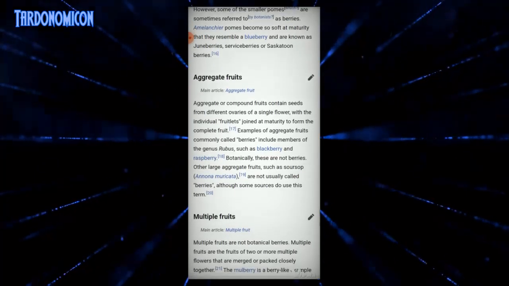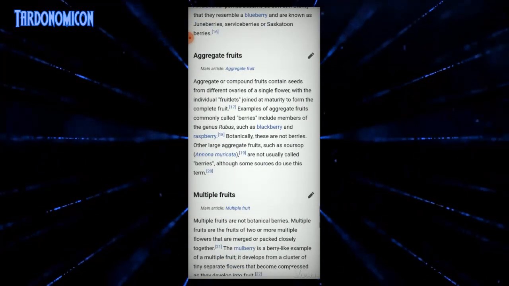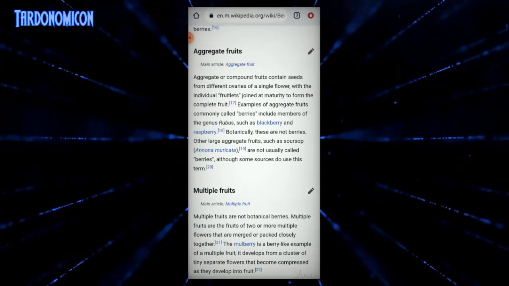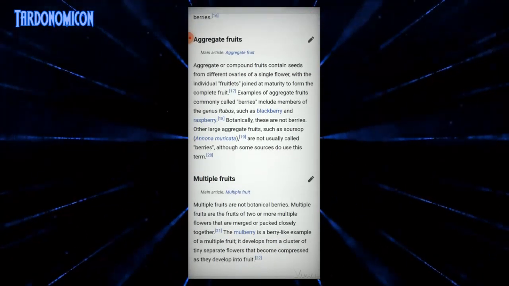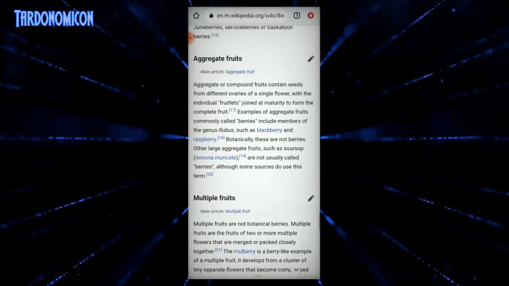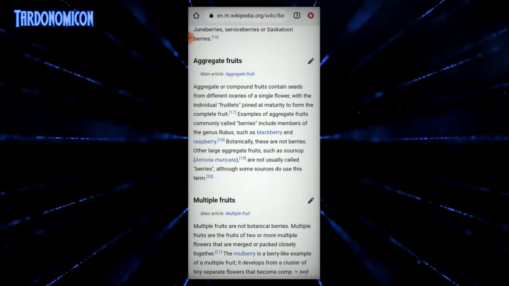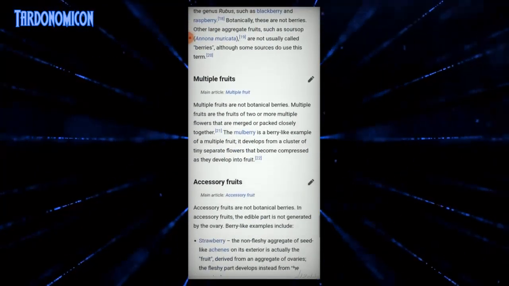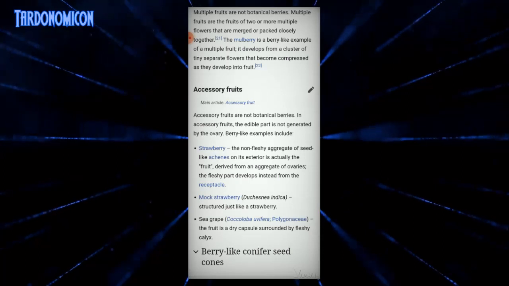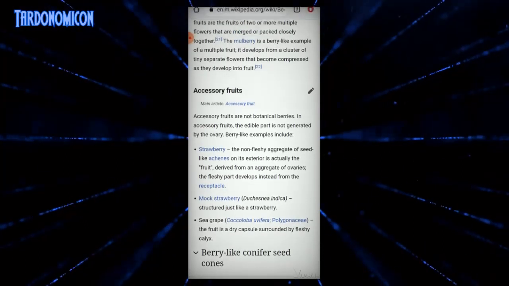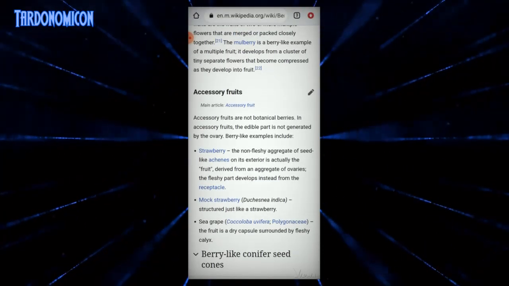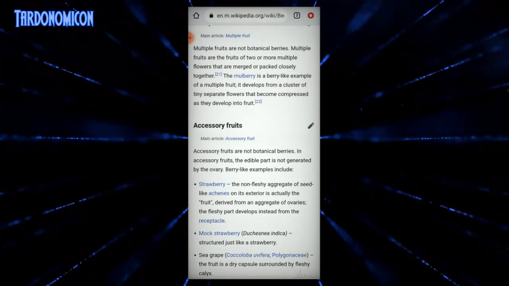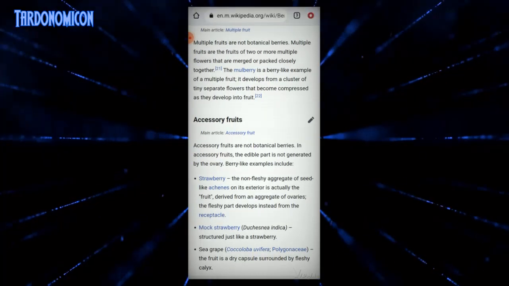Aggregate fruits. Here we go. These are the ones that, okay, so blackberry, raspberry, mulberry, for example. These have individual little fruitlets. Okay, so they are aggregate fruits. They are nutritionally similar to things like blueberries. Okay. Accessory fruits, such as the strawberry. Okay, that's not technically a berry, but nutritionally it's similar to a berry. Okay, so for nutritional purposes, the strawberry is a berry.